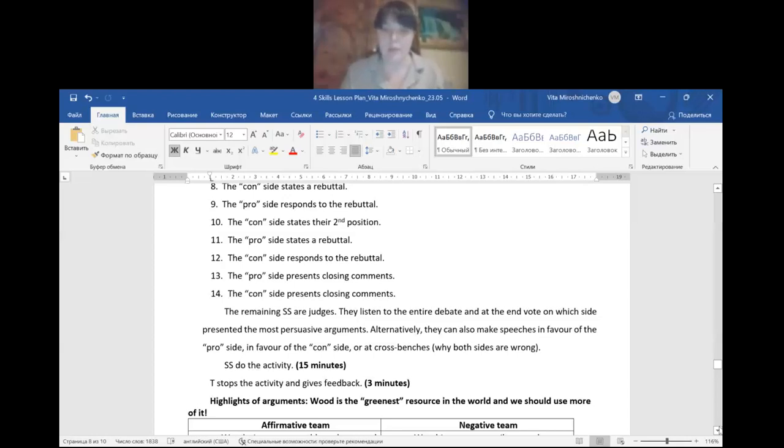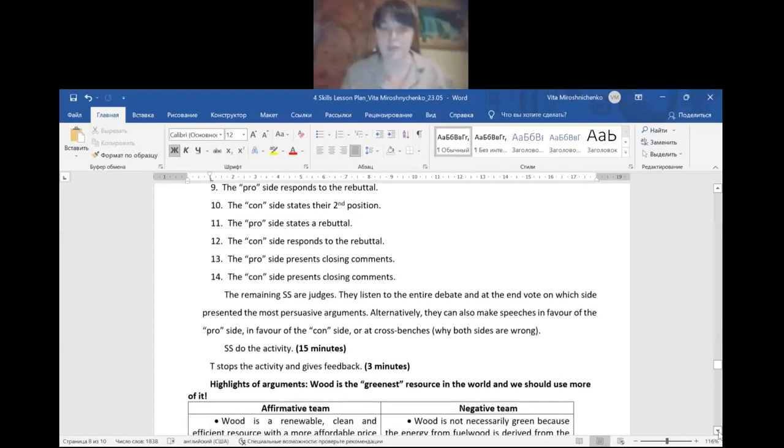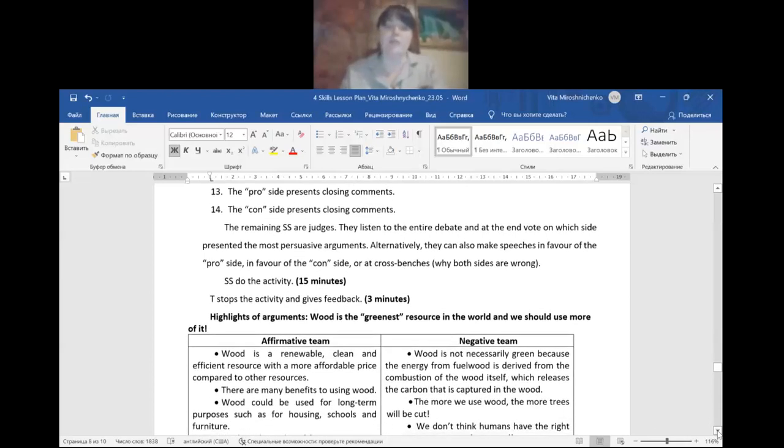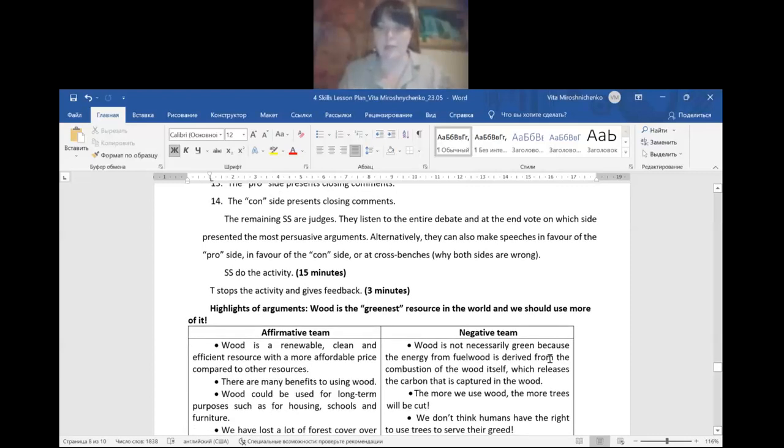Students do the activity for about 15 minutes. The teacher stops the activity and gives feedback for about 3 minutes. And students can use the following: negative and affirmative team, for and against. Highlights of arguments: wood is the greenest resource in the world and we should use more of it. So for and against. Students can support this idea or use some negative ideas.